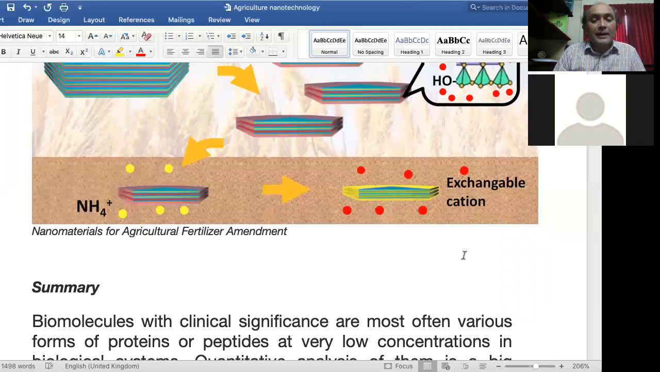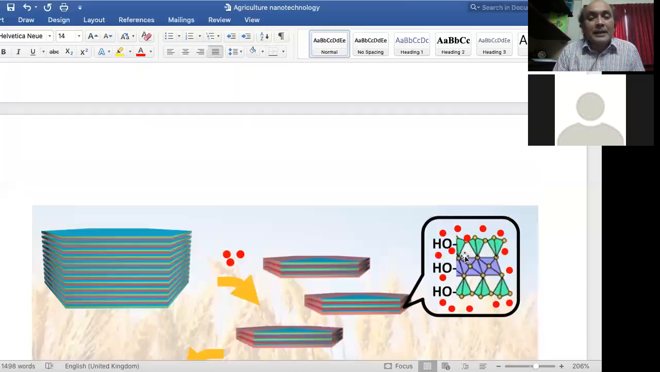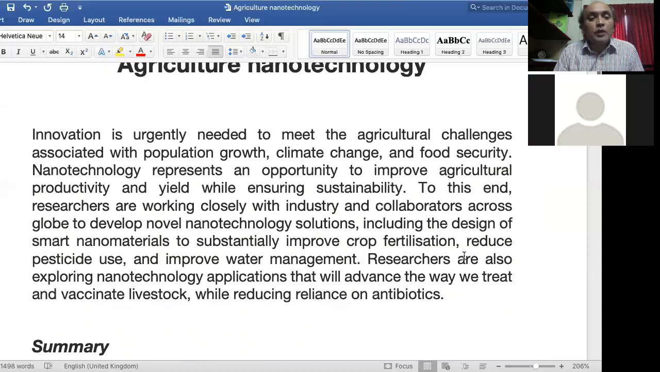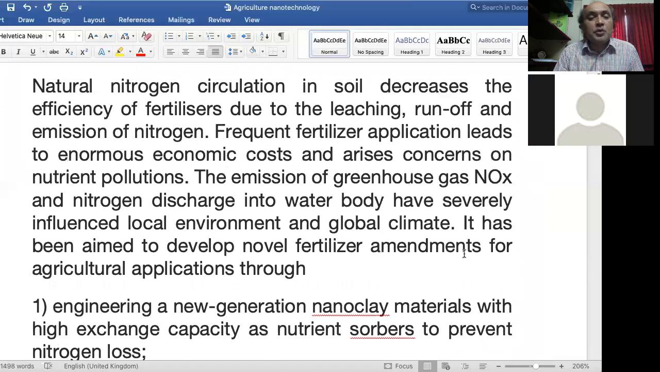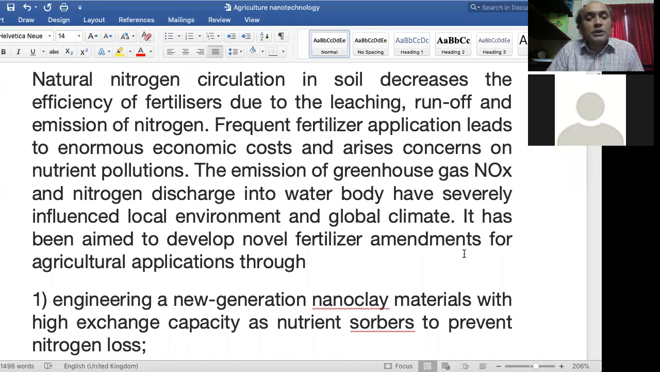So this is a very important topic for you. Please read in your book how nanotechnology can be utilized for better nutrition of crops, because you must apply nutrition, otherwise you cannot get yield.